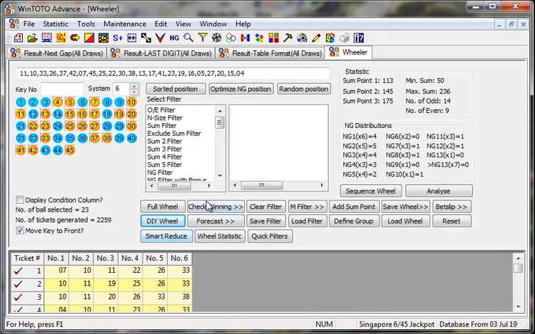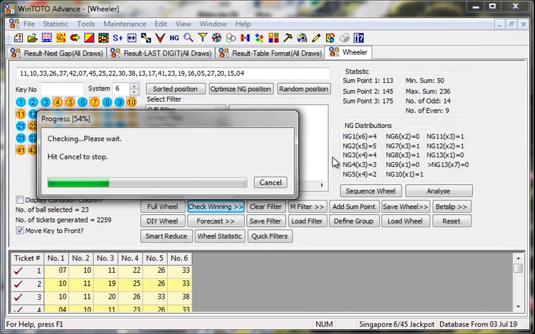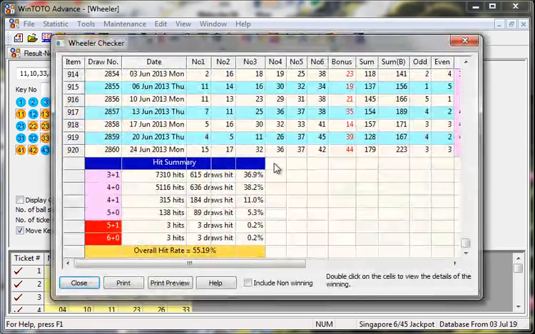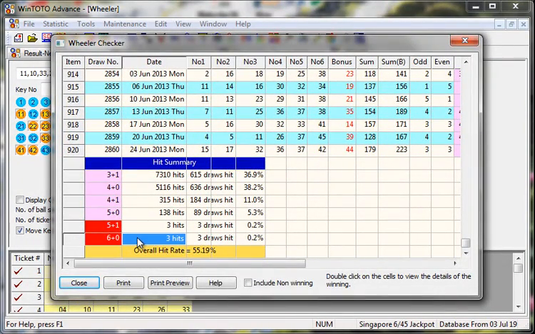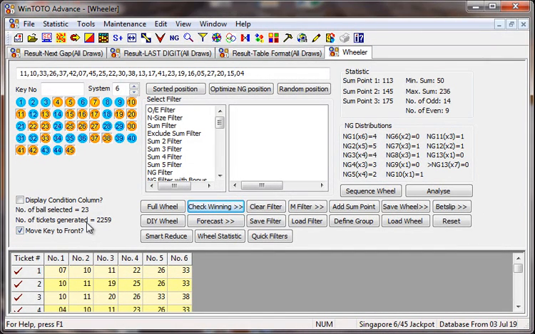Now let's take a look at the winning percentage. In the past, your total winning percentage is 55%, even with one time a 6 plus 0 inside. So you got 55.19%. But bear in mind that the number of tickets generated is 2,259, as you can see over here. It costs you $1,129.50.